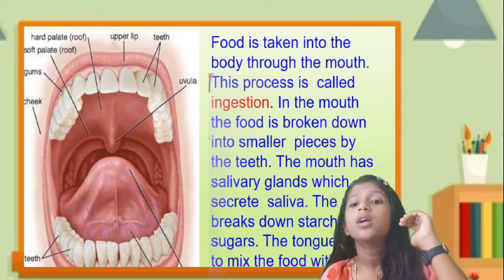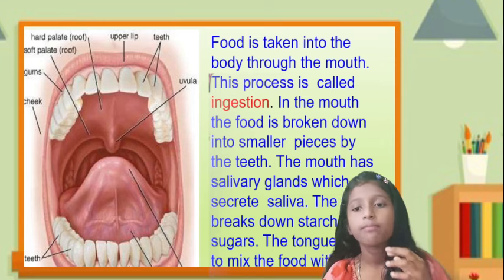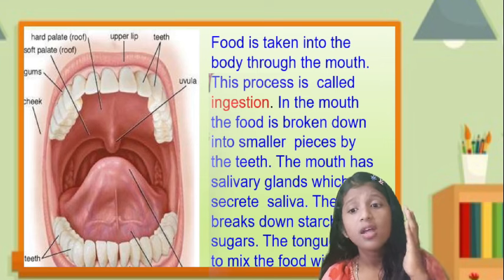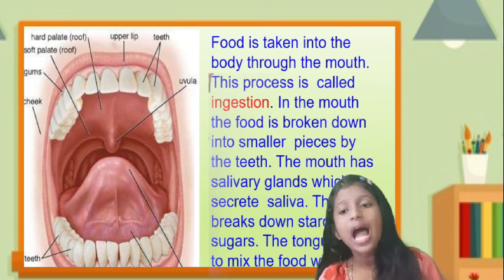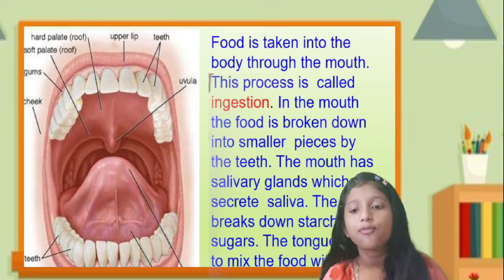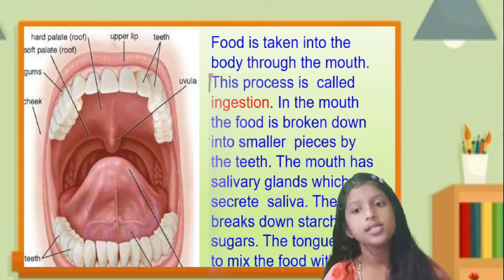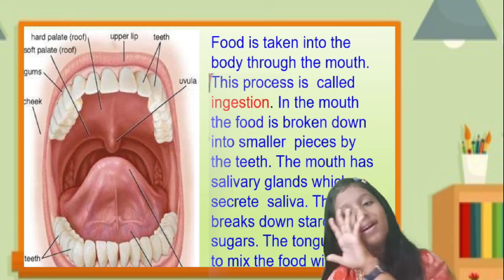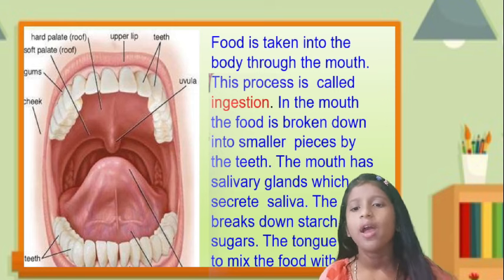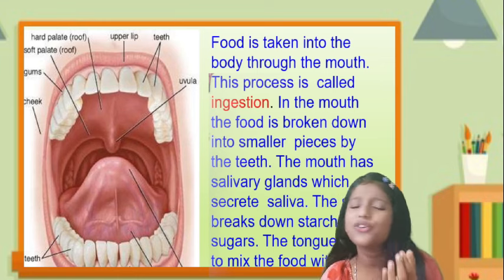In the mouth, the food is broken down into smaller pieces by teeth. The mouth has salivary glands which secrete saliva. The saliva breaks down starch into sugars. The tongue helps to mix the food with saliva and swallow it. Now, what is ingestion? Taking the food into the body is known as ingestion. Simple. You can remember it very easily. The food is broken down into smaller pieces by these beautiful teeth.